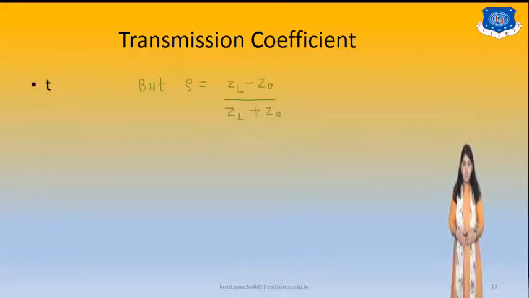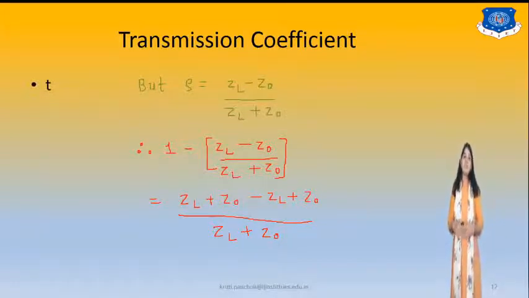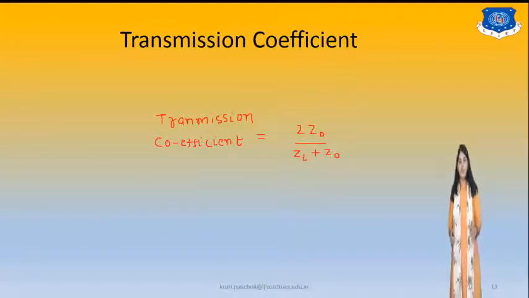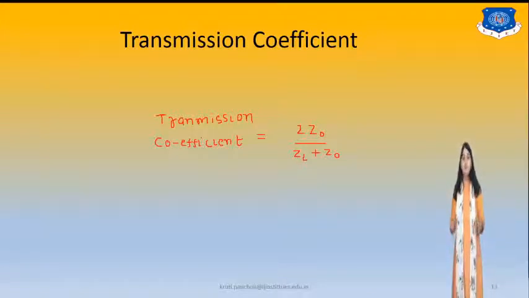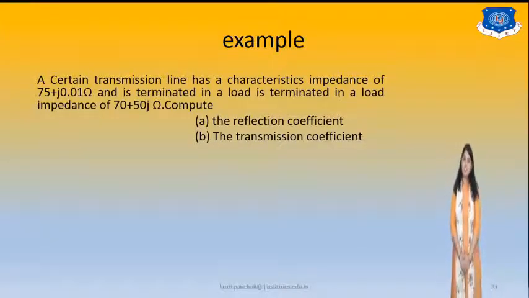So the transmission coefficient is what? Now we are using the value of rho, which is ZL minus Z0 upon ZL plus Z0. Therefore it is 1 minus (ZL minus Z0) upon ZL plus Z0, which is ZL plus Z0 minus ZL plus Z0, upon ZL plus Z0. So the transmission coefficient is 2Z0 upon ZL plus Z0. So this is about the reflection coefficient and the transmission coefficient.